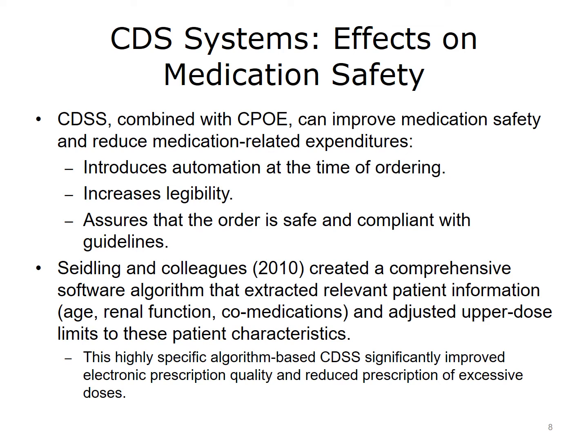clinical practice guidelines. An example is provided by Seidling and colleagues who developed a comprehensive algorithm that pulled relevant patient data, such as age and renal function, and adjusted upper dose limits for the patient characteristics. They have been able to decrease prescription of excessive medication doses using this type of decision support.